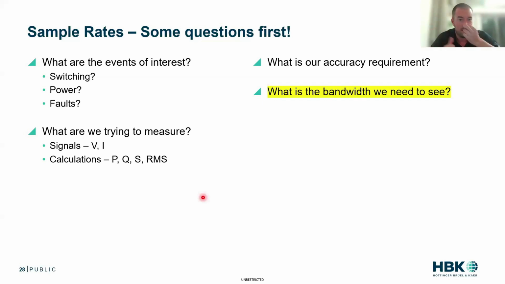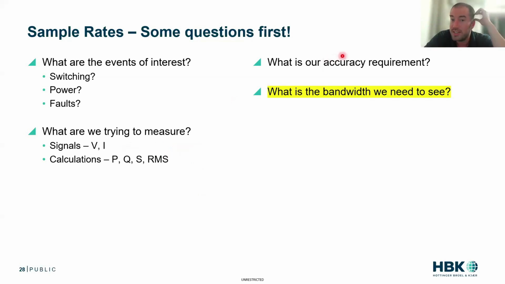What am I looking at? What signals am I trying to measure? Am I just looking at the signals? Do I just want control type stuff? Do I just want to see my modulation scheme? Or am I looking at calculations, power, reactive power, apparent power? These things have different requirements for sample rate.